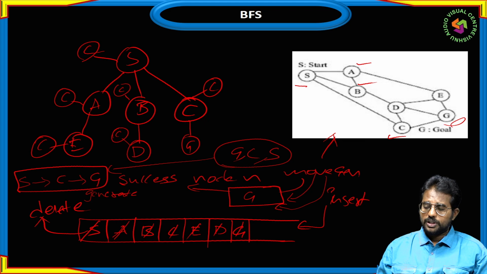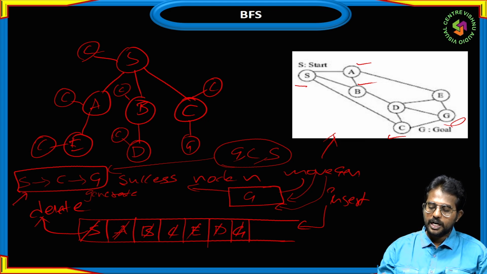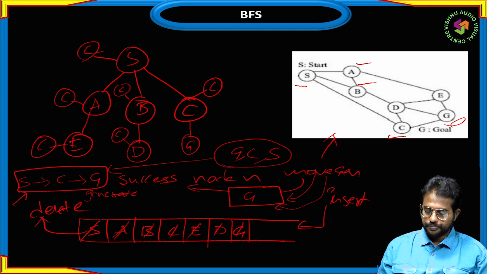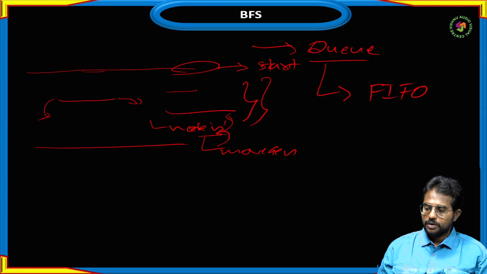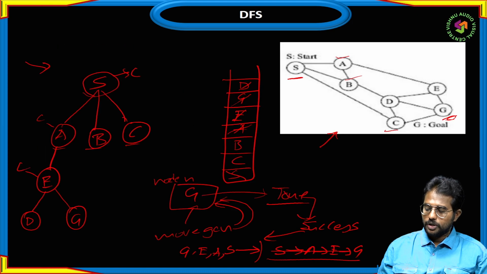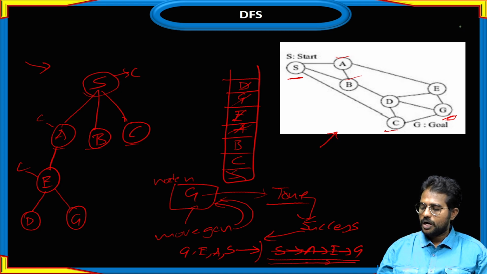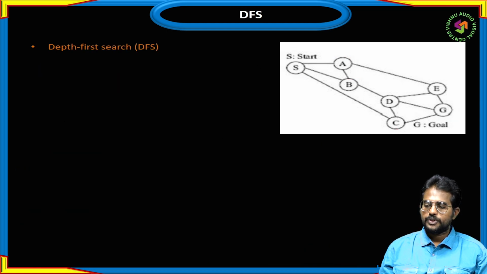So after applying this BFS onto the tiny search problem, the generated path is S to G, S to C and C to G. By using DFS, the path is S to A and A to E and E to G. So these are the paths generated by DFS and BFS. Now we are going to compare the performance evaluation of these DFS and BFS.